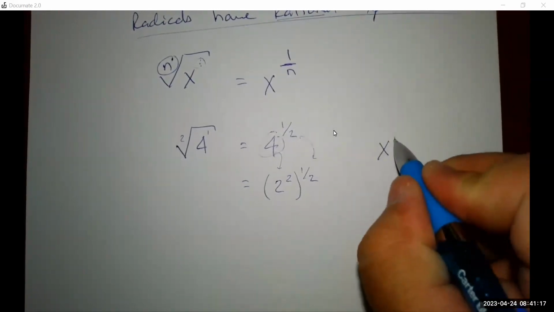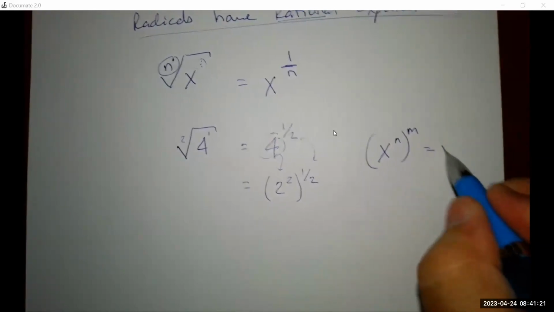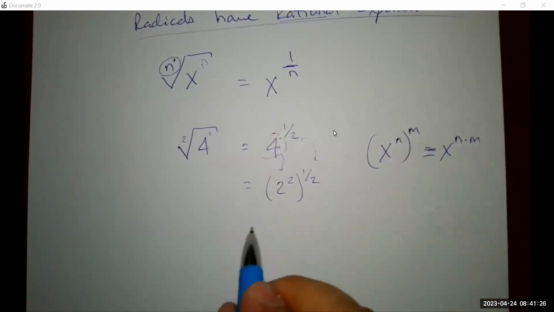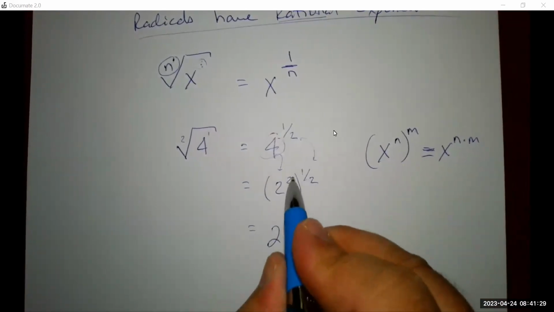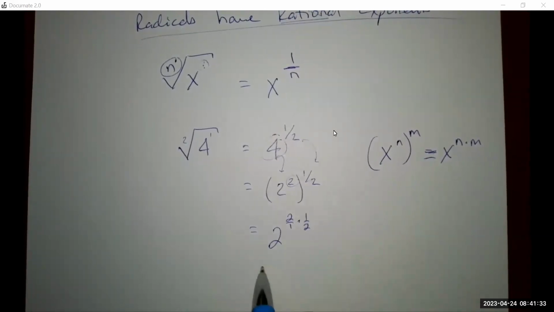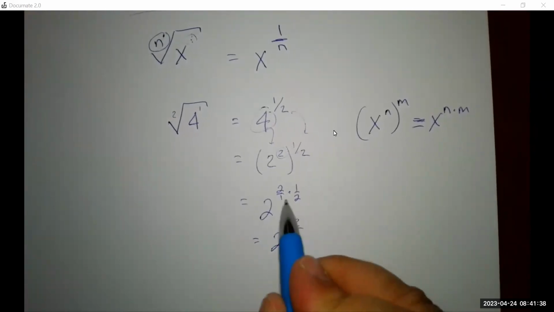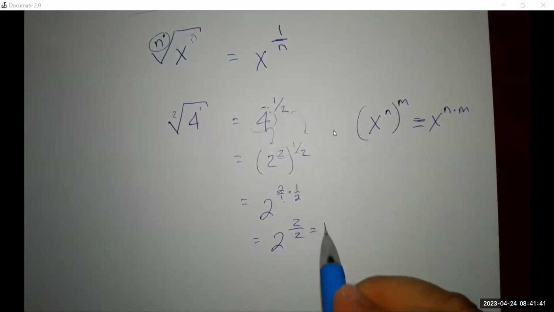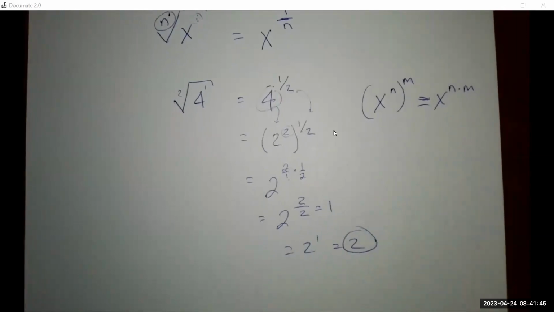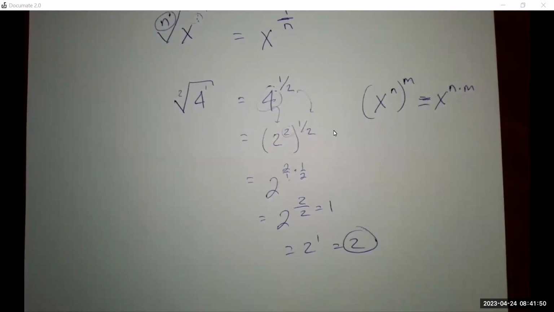The rule is this. If you have a power to a power, you multiply. So 2 over 1 times 1 over 2. 2 times 1 is 2. 1 times 2 is 2. 2 over 2 is 1. So 2 to the first is 2. That's where it comes from. That's how you calculate the square roots if you don't know what it is.